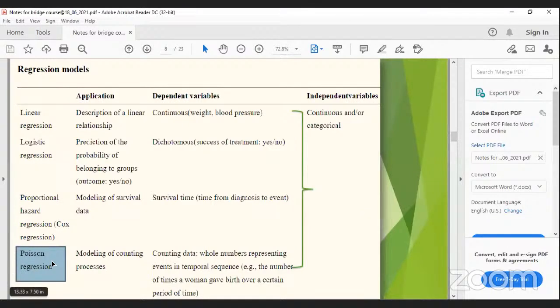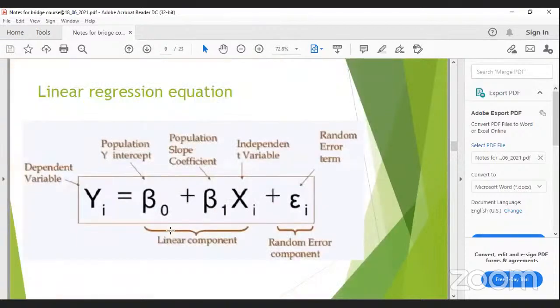In that case, one can go for Poisson regression. This is a very important foundation of your studies. I have already explained: yi is equal to beta naught plus beta 1 xi plus epsilon, where this you can call the linear component. Beta naught is the intercept value, beta 1 is the slope value, yi is your dependent variable, xi is your independent variable, and obviously we have epsilon, which is error.